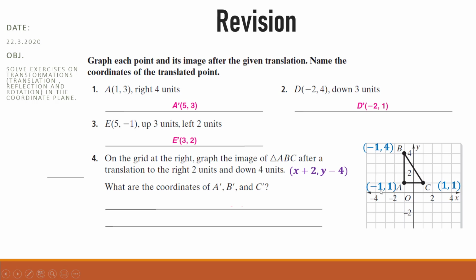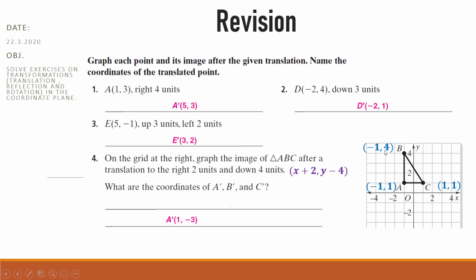So for A, -1 and 1: add 2, it will be 1. -1 plus 2 is 1, and 1 minus 4 is -3. So A prime is 1 and -3.